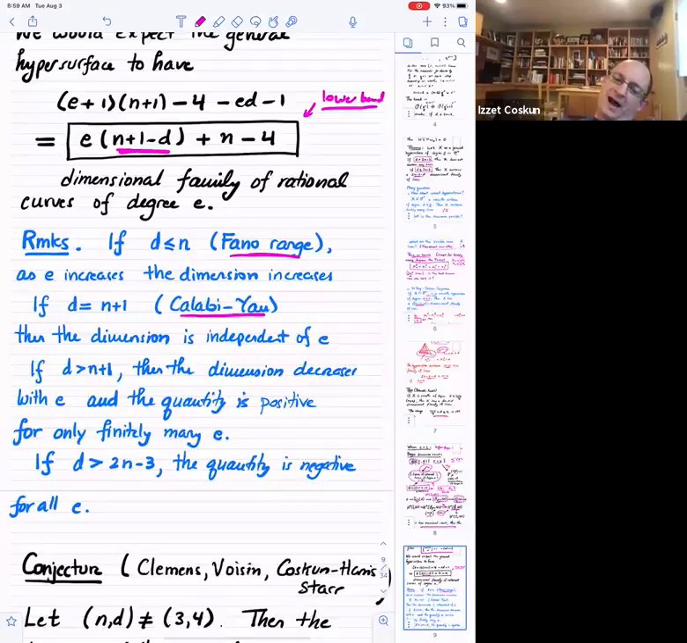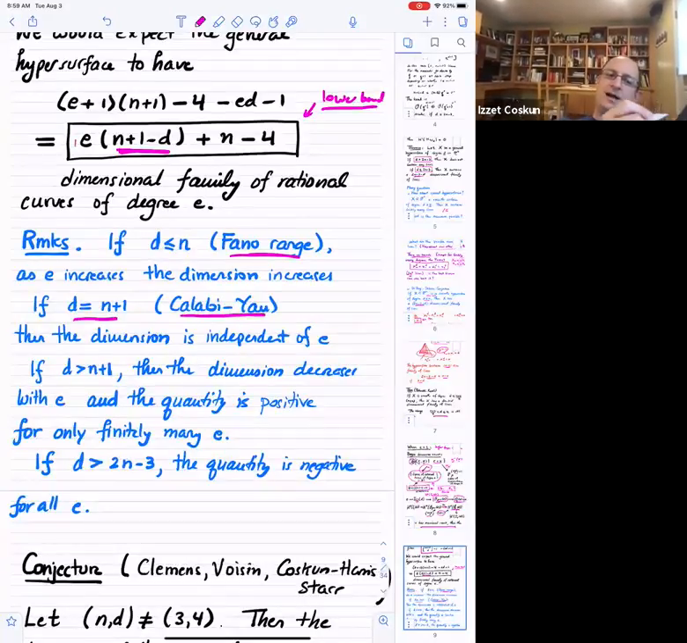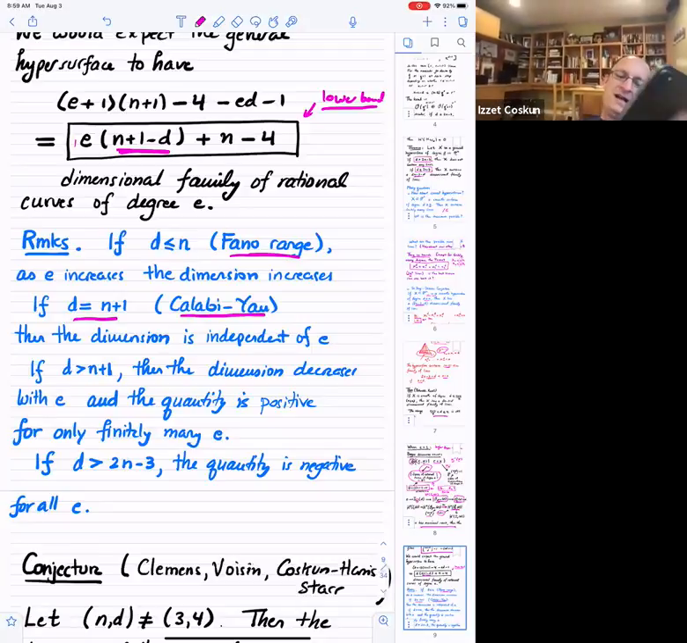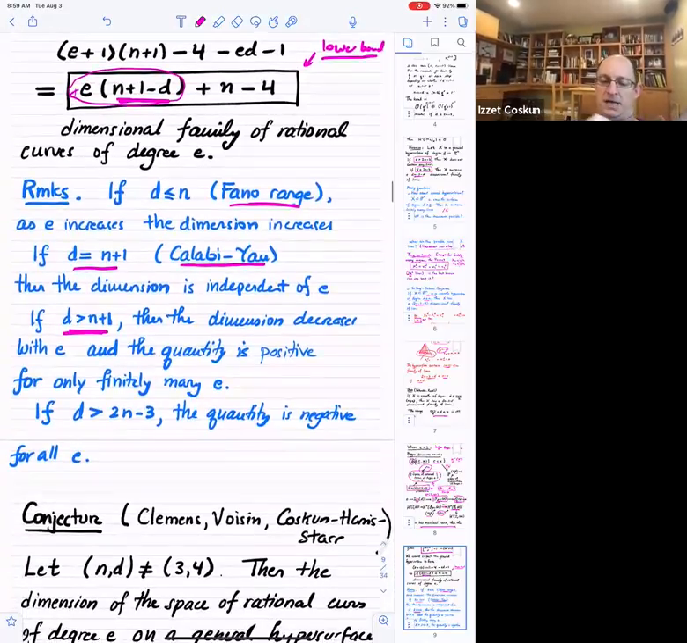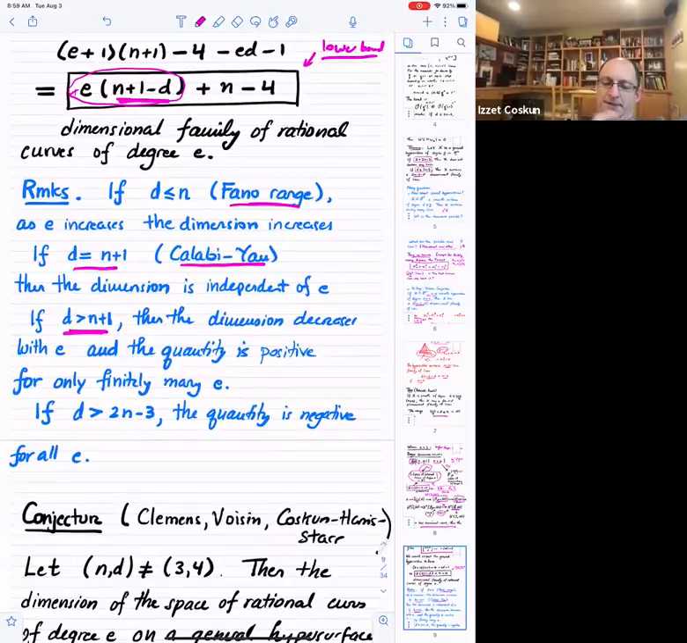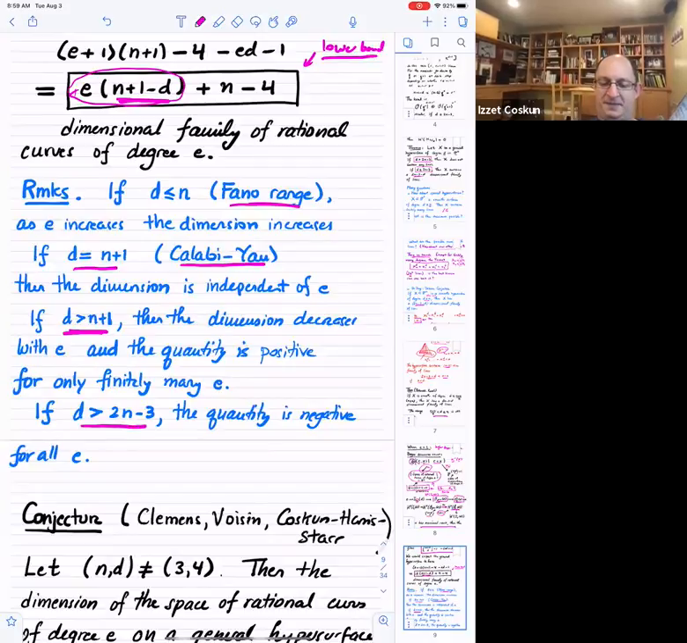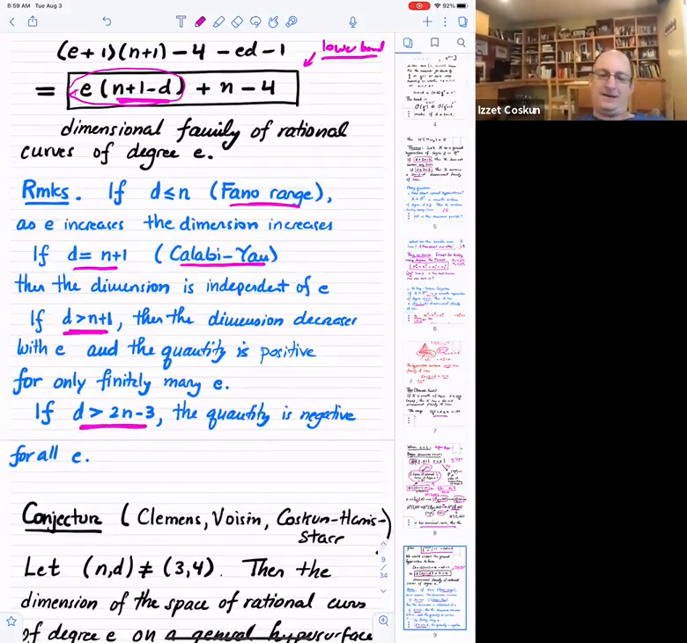Then the Calabi-Yau range, which is d equals n + 1, then this thing drops out, right? And then the dimension of these spaces should be constant. They're always n - 4. And then if d is bigger than n + 1, so that this is negative, there should be only finitely many e where this number is non-negative, okay? And furthermore, if d is bigger than 2n - 3, the quantity is always negative, okay?